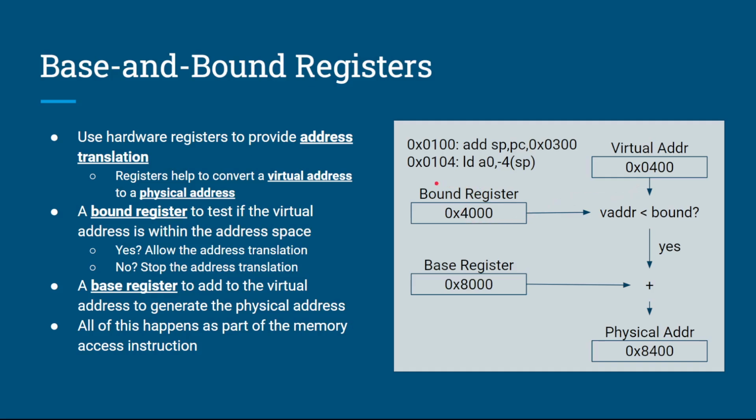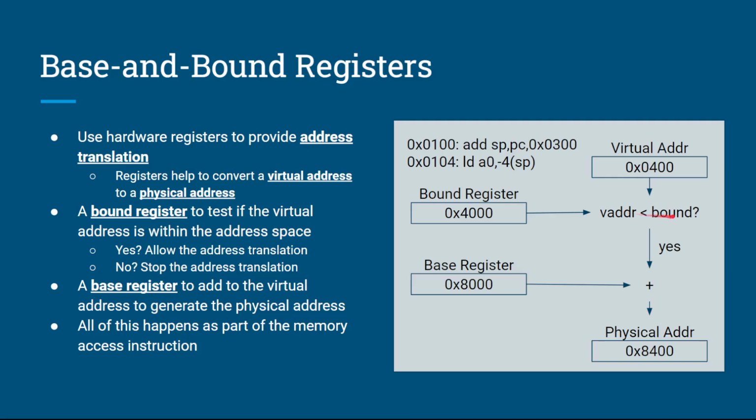The registers are set in this manner. There is a bound register. This bound register identifies the size of the particular address space of the process. In this particular case, we have a 16K value here. This means that this process has 16 kilobytes of memory it can access, and every address must be within 16K. So first thing we're going to do is check this bound register.